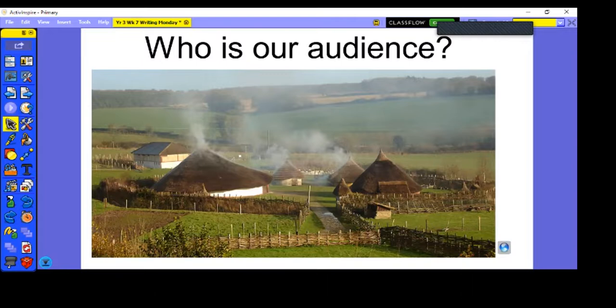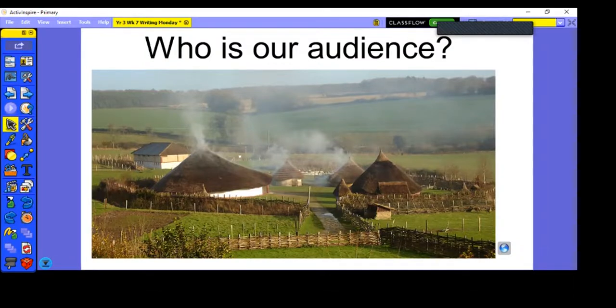But they also go back and talk about the Stone Age. And we're going to be thinking about the Stone Age, Bronze Age and Iron Age over the course of this half term. But in our writing, we're going to particularly focus on the Stone Age. So we're going to be making an information page or an information leaflet so that visitors who go to the Butser Ancient Farm can do some reading about the Stone Age.